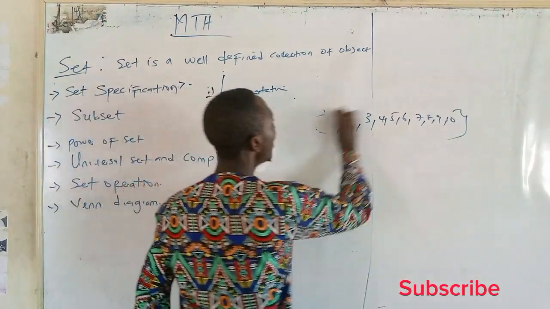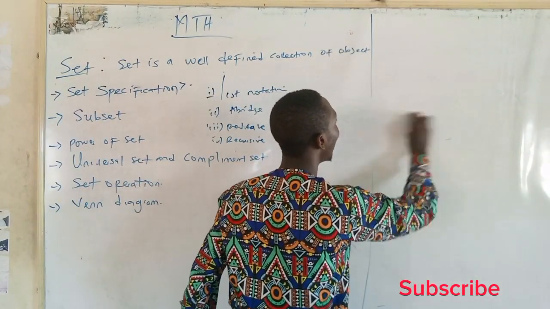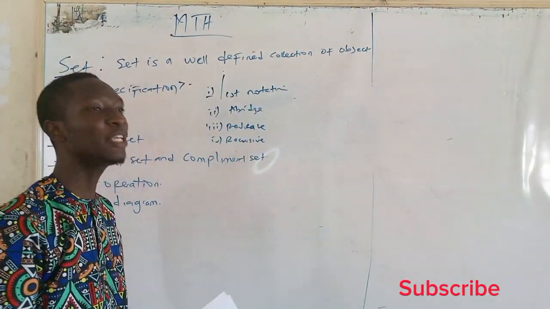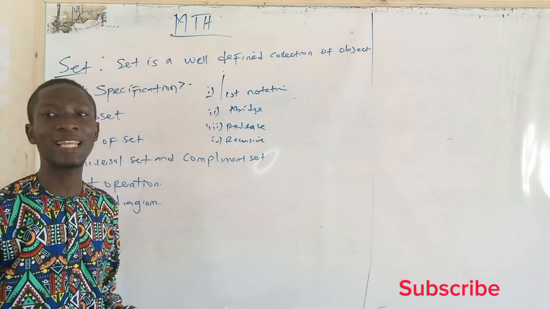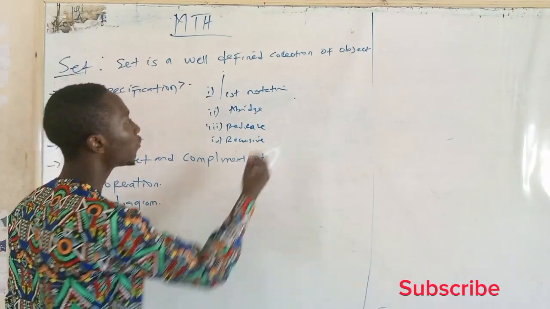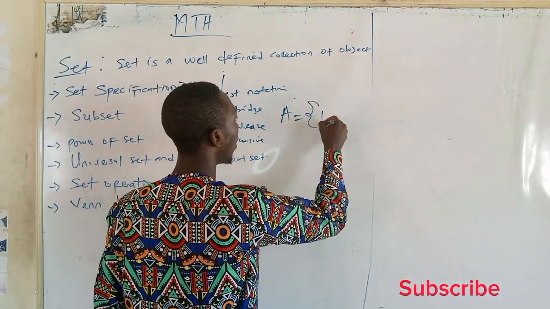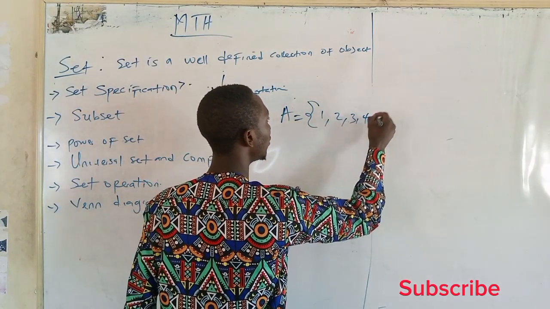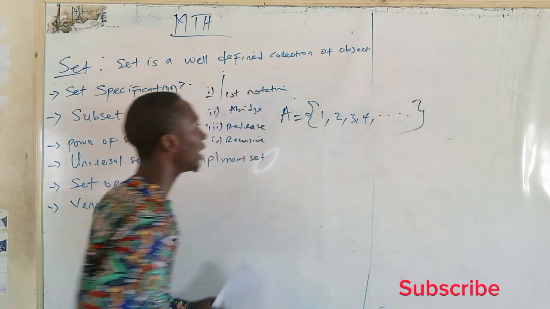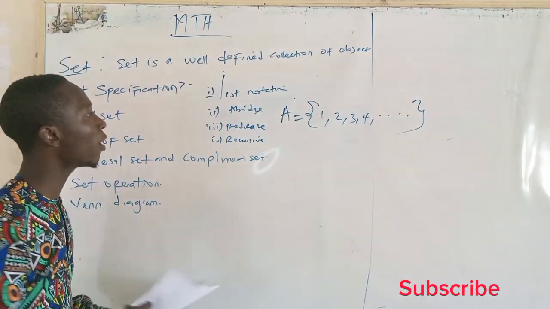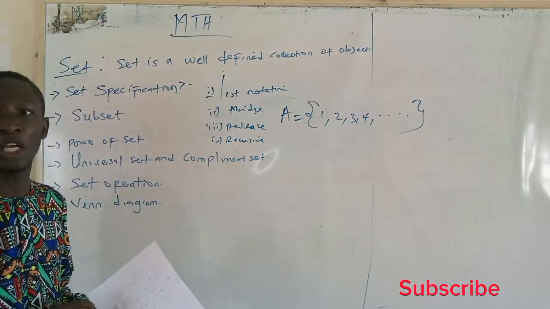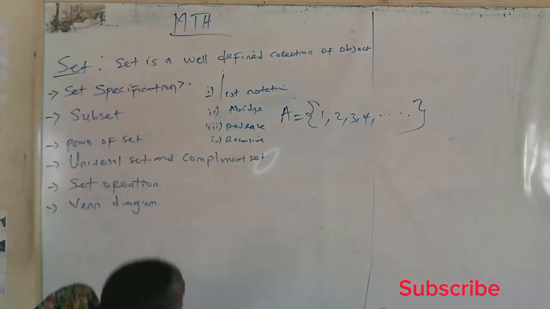Now, the next one is average notation. Average notation is used to denote infinite sets, like sets that you cannot count. For instance, let's say it's just like this: 1, 2, 3, 4, uncountable. Are we together? So this kind of denotation is called average notation.